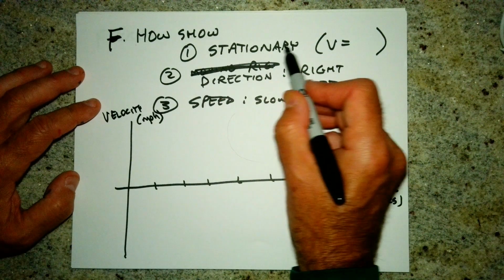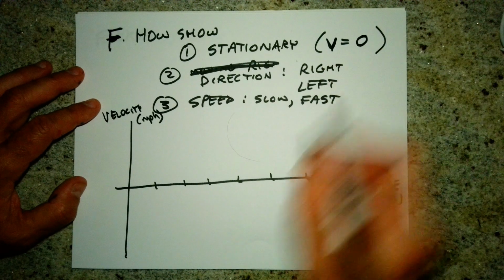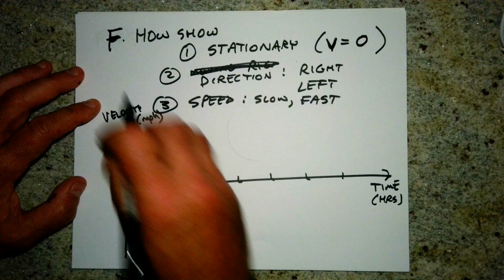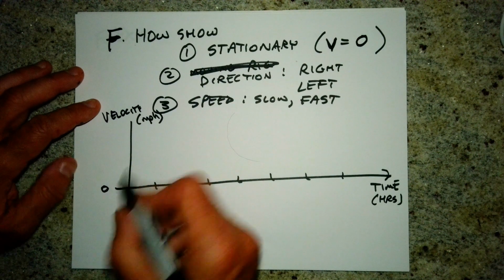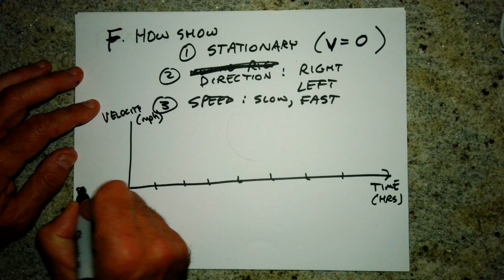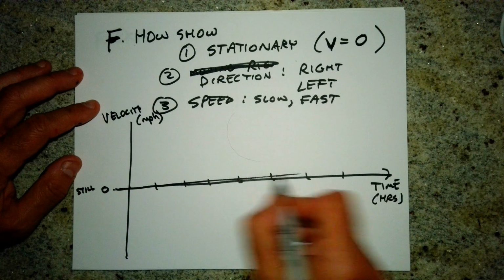One, how do you show that a car is stationary? Well, that's when its velocity would be 0. And the 0 of a vertical axis is where the horizontal axis hits it, so that means 0. So this is stationary or still. The car is sitting still. Anything along here means sitting still.